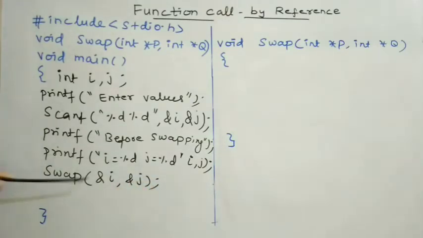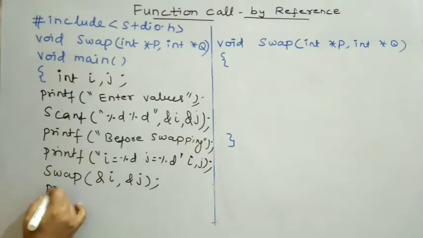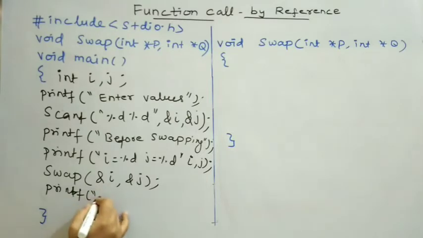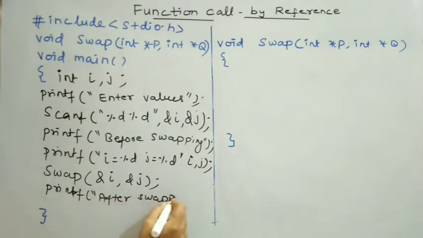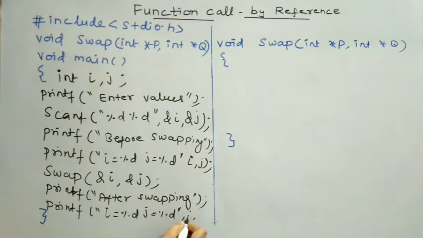After calling the function, the values of i and j will be swapped. I need to print the value of i and j after swapping. So using this printf statement, I am printing after swapping the values of i and j. Printf i is equal to %d, j is equal to %d. Both these control strings will be replaced by the value of i and j.